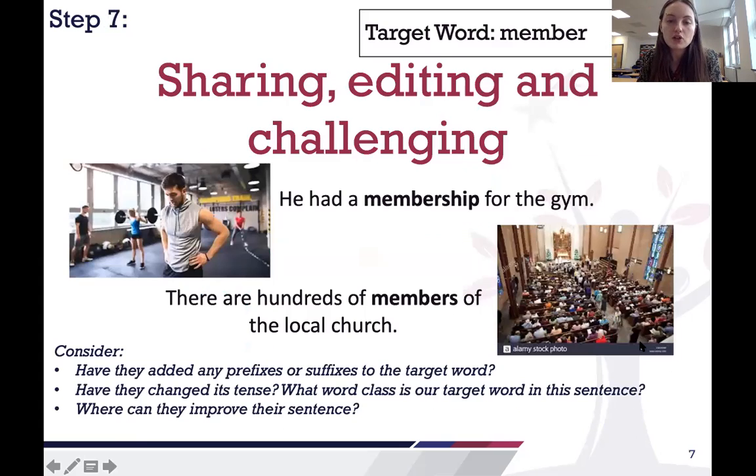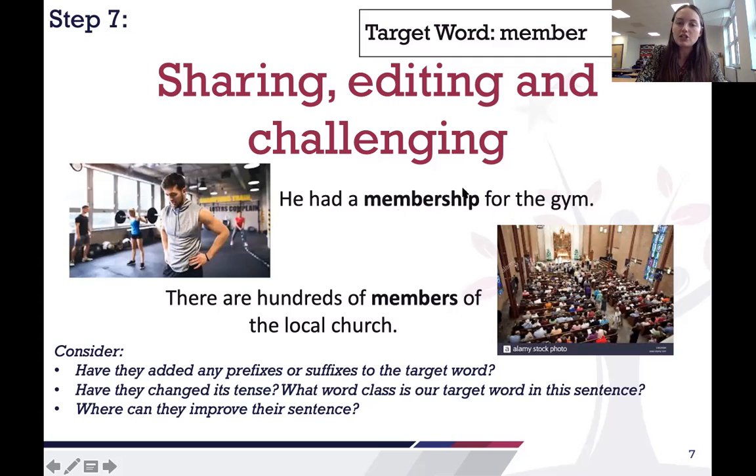Fantastic. So here are 2 sentences that I came up with. He had a membership for the gym. There he is, with his membership for the gym. Now I've added something onto the end of the word. I've added a suffix onto the end of my word. Ship. It's like I've pushed 2 different words together. Membership.